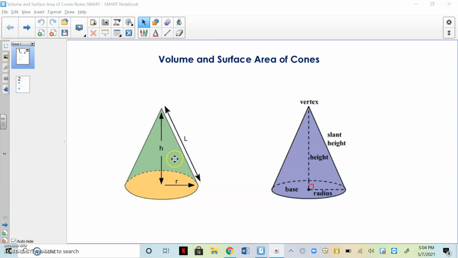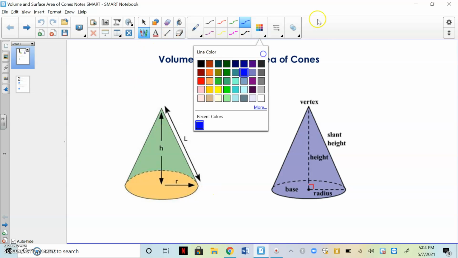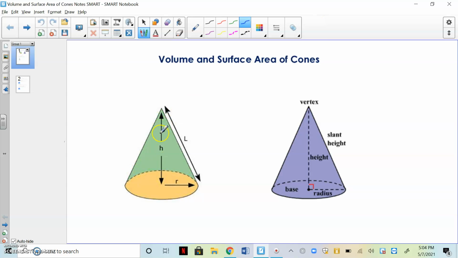So to get started here, let's talk about the parts of a cone that are going to be important in finding the volume and surface area. We have the height of the cone, which is the vertical straight from the vertex at the top to the ground, and it's perpendicular to the ground, so there's a 90-degree angle there, as you can see in this picture. And it works very much like pyramids in this way.